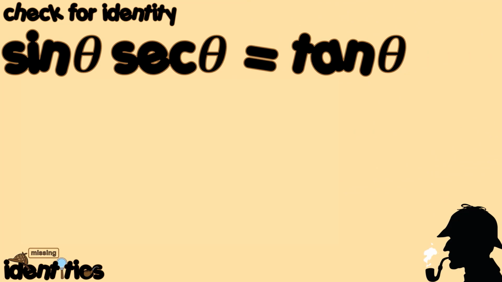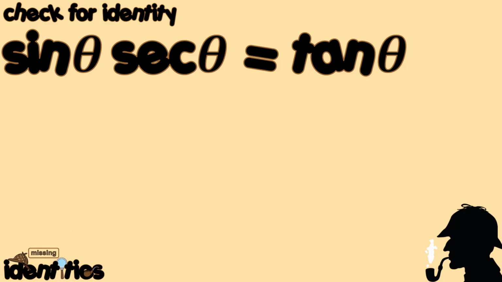Case number 14. We are to check for this identity, the product of sine theta and secant theta equal to tangent theta. Unlike the previous cases where we are trying to determine the equivalent identity of an expression, here we are given an equation, and our goal here is to come up with a process that will verify whether this is an equation or this is an identity.